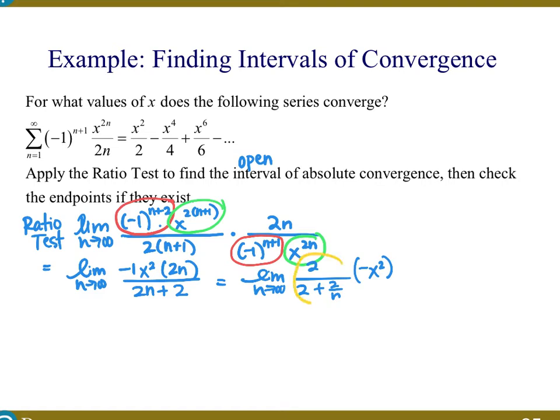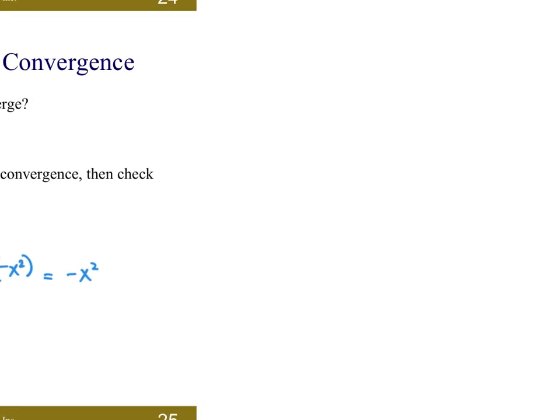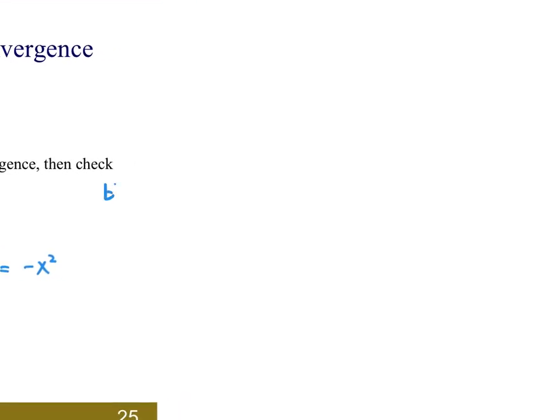So this limit here is going to be 1, and we have -x squared, but I want to check the absolute convergence on that. So the absolute value is x squared less than 1, so x is the open interval between -1 and 1. Okay, now we want to check our endpoints. So I'm going to slide over here and give myself some space. Let's check the endpoint, -1.